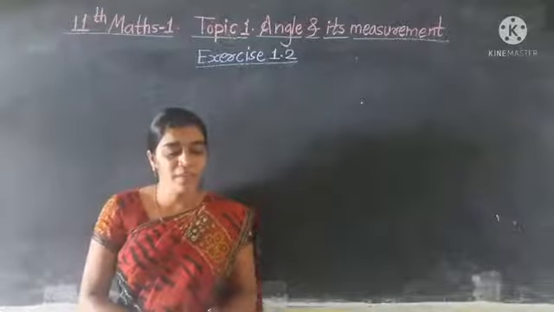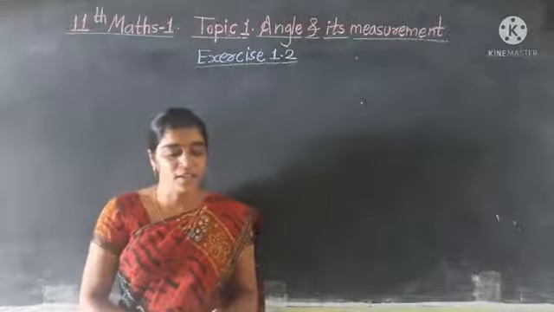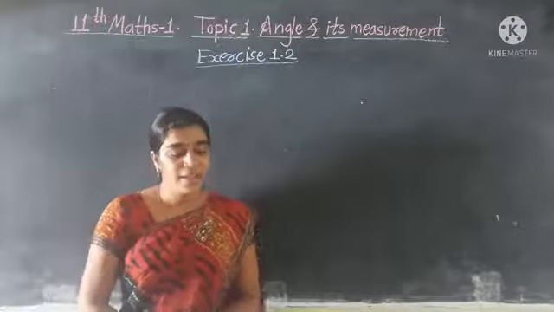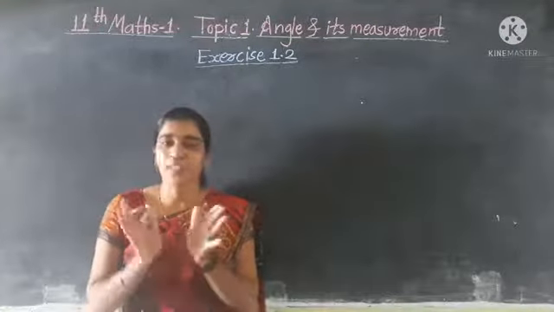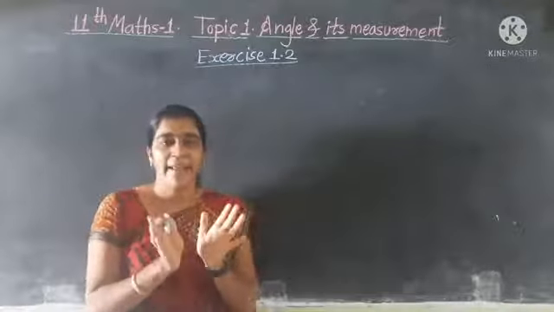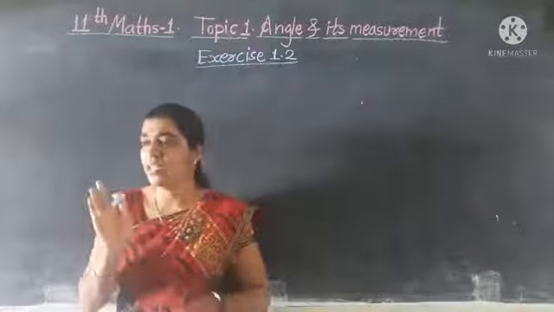Question number 1. Find the length of an arc of a circle which subtends an angle of 108 degrees at the center. Which subtends an angle of 108 means which makes an angle of 108 at the center.